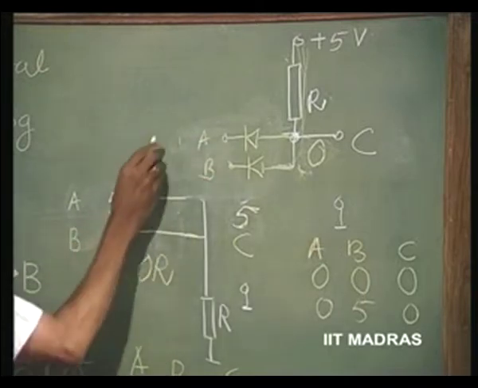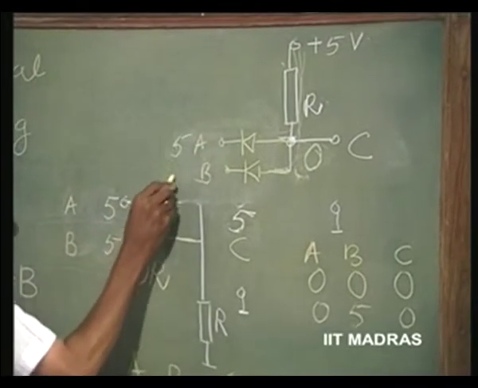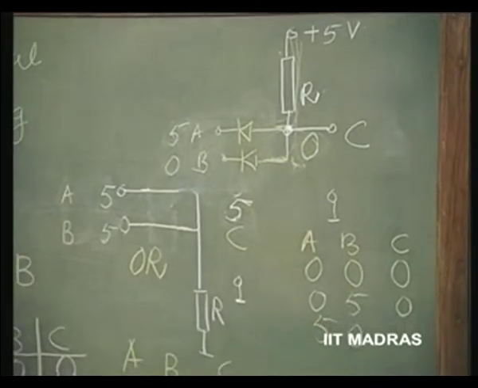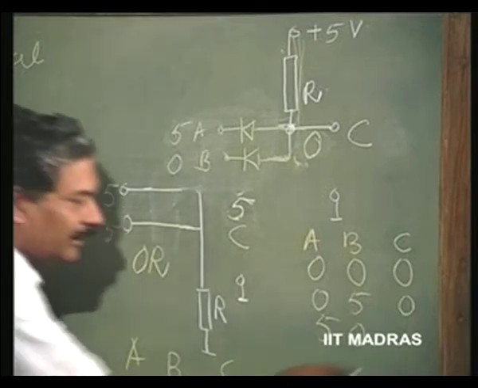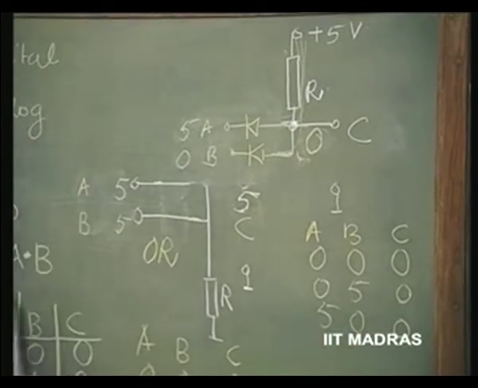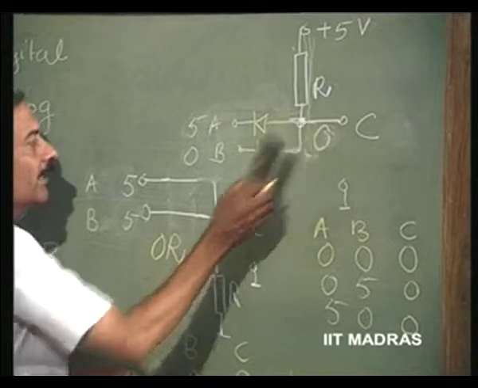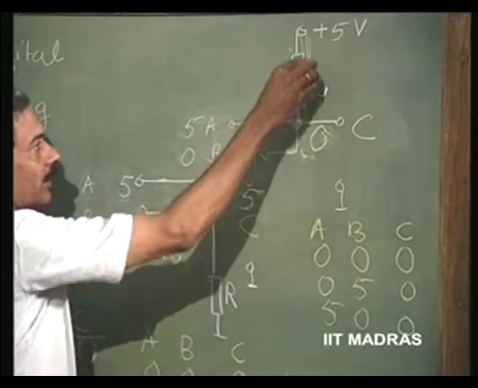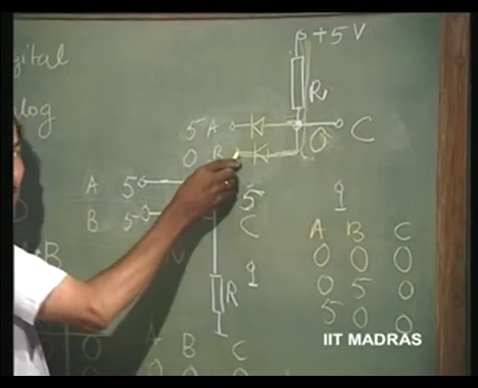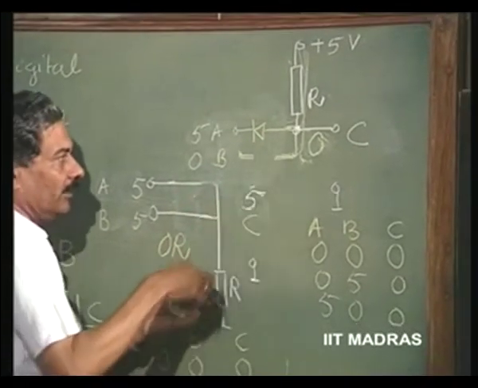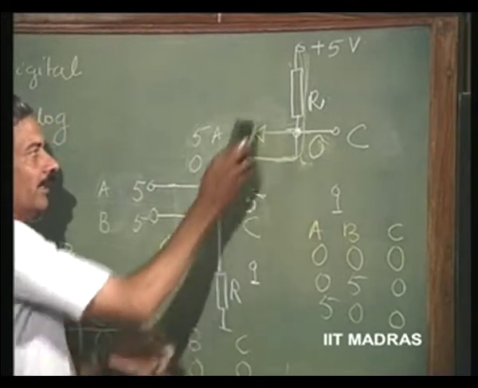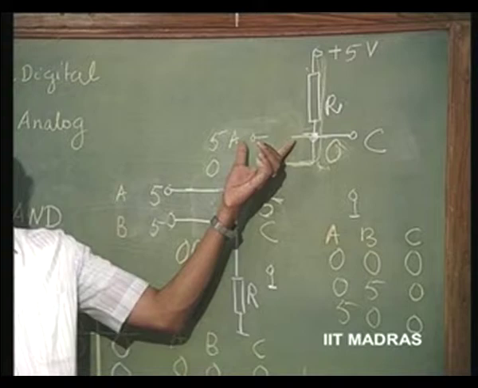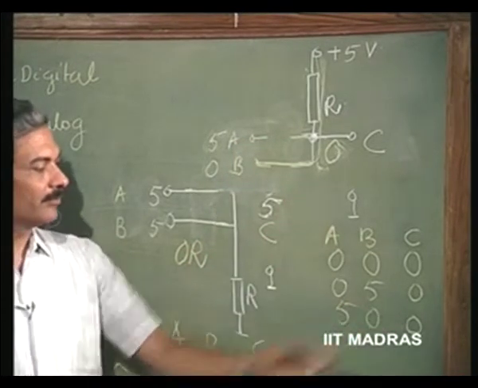We will take A as 5 volts, this as 0. Again by the same logic, we can show that output can only be equal to 0. Let us therefore say that output is 0. Now, what happens? This is 0 because this diode conducts now. So, this is a short and this is an open, because that is getting reverse biased. So, output has to be at 0.